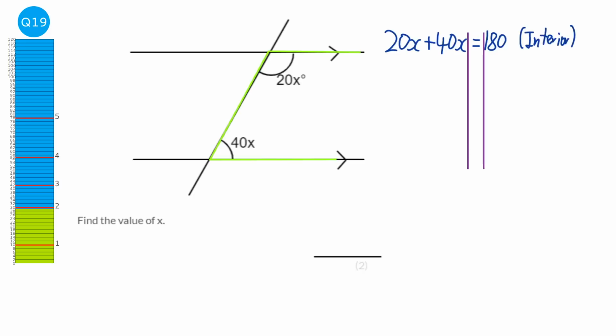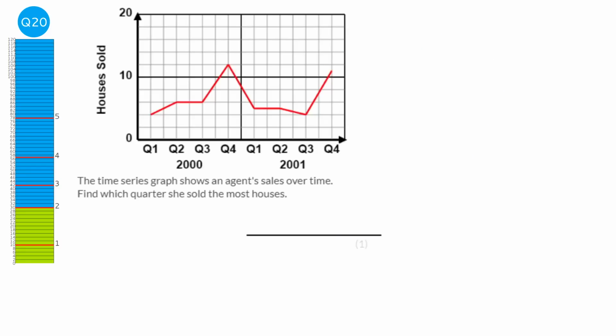So here I'm going to be solving this algebra. I'm just getting my tramlines in. 20x plus 40x is 60x equals 180. And we'll divide both sides by 60 to get x on its own. So we can solve it. And we've got x equals 3. So the value of x will be 3.